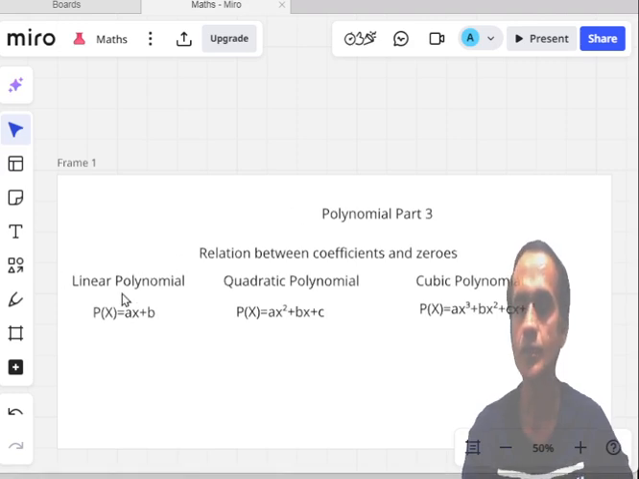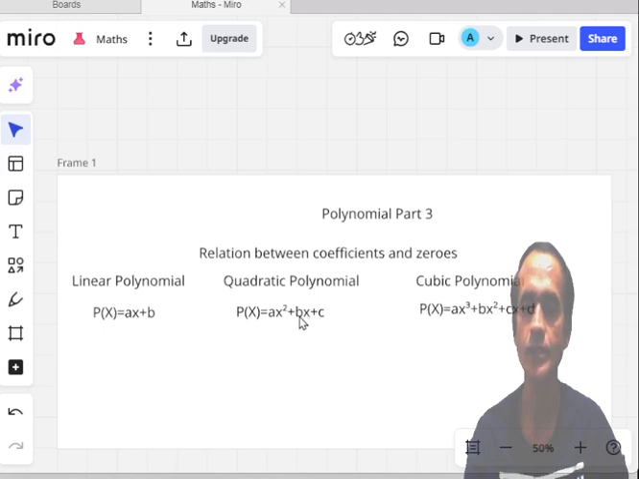So you see on the board the three polynomials and their general forms: linear, quadratic and cubic. So what does a coefficient mean? In the linear polynomial it is the value a, and here we have two coefficients: coefficient of x square, which is a, coefficient of x, which is b, and this is the cubic polynomial.